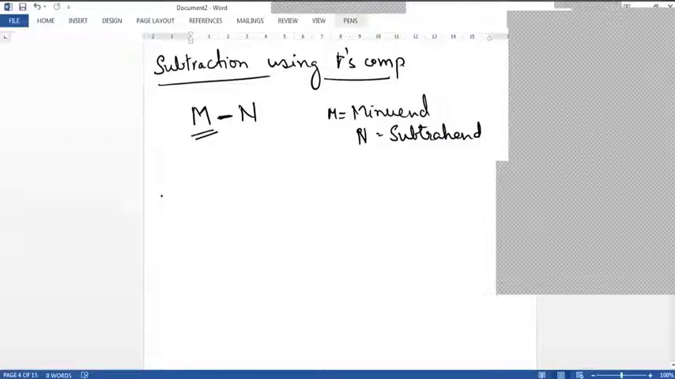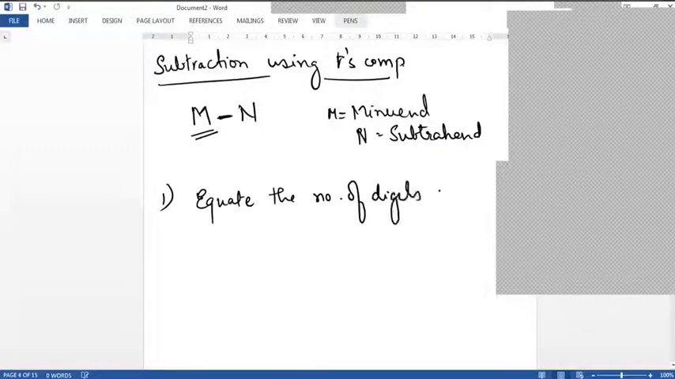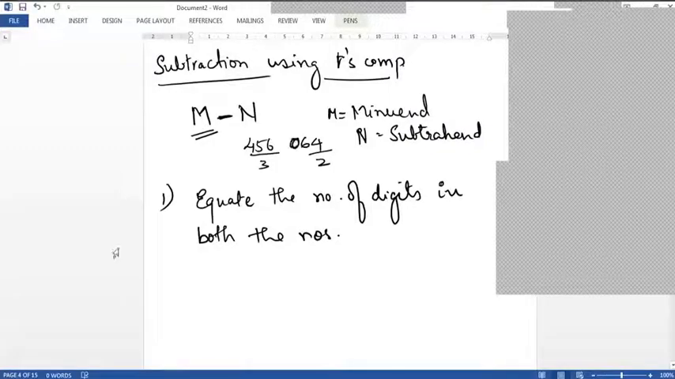So if I want to carry out subtraction of two numbers using r's complement, you will follow these steps. First step is to equate the number of digits in both the numbers. Like if the first number is 456 and the second number is 64, what will you have to do? How would you equate the number of digits here? The number of digits here is 3, here it is 2. You have to make this 064. Clear? So that is the first step.